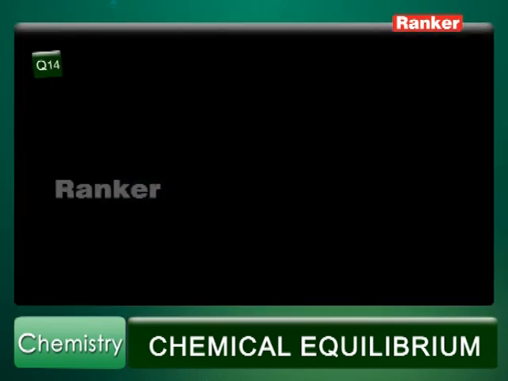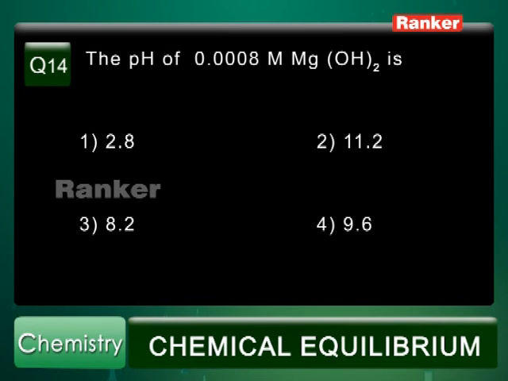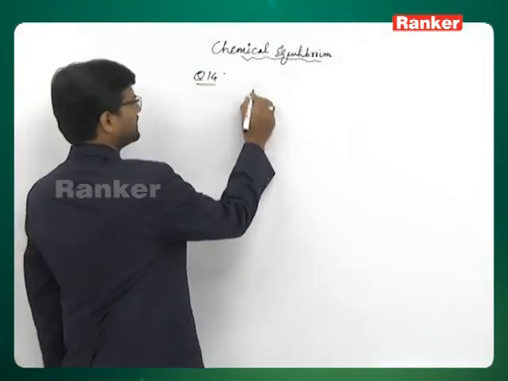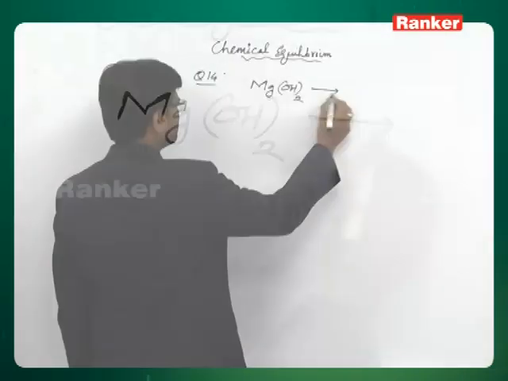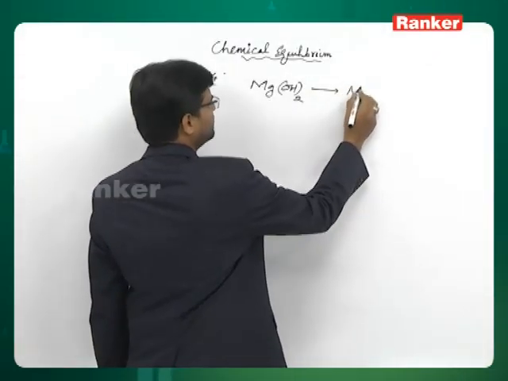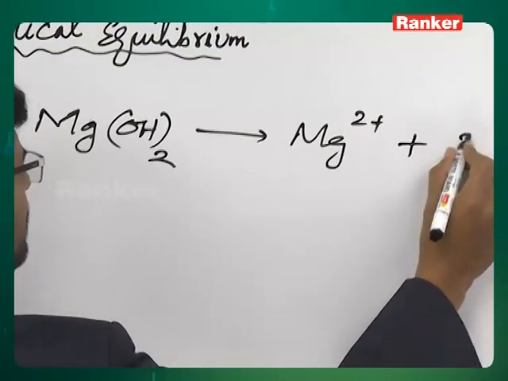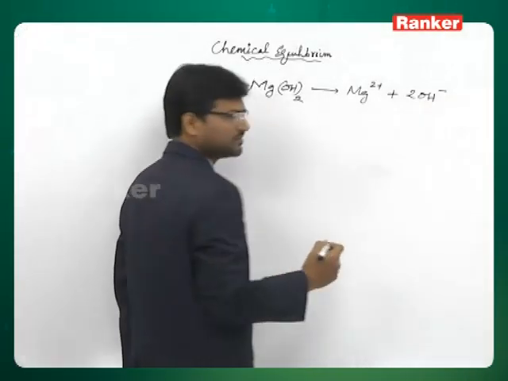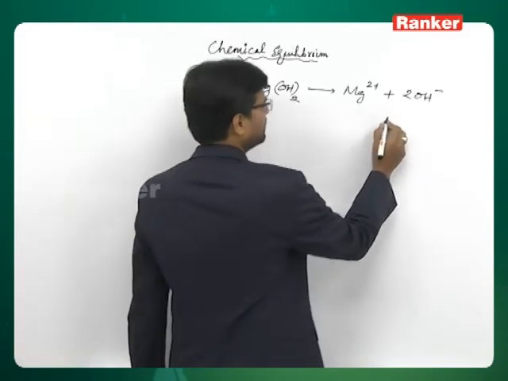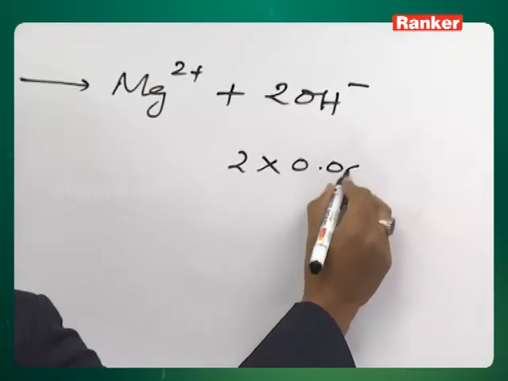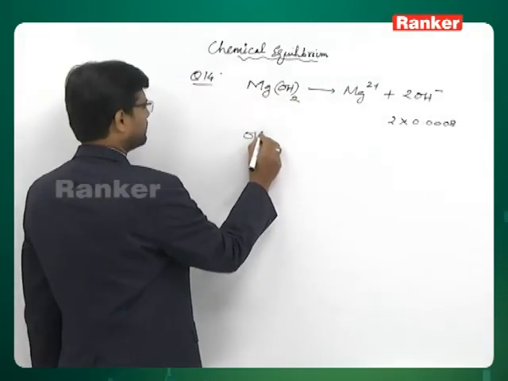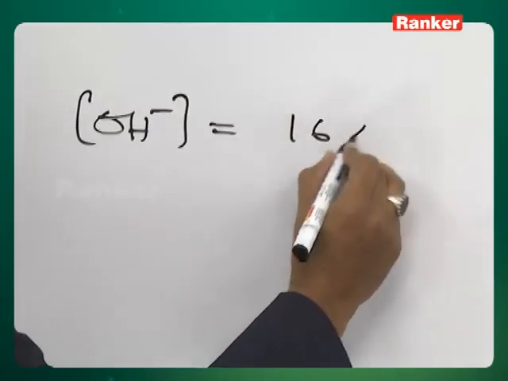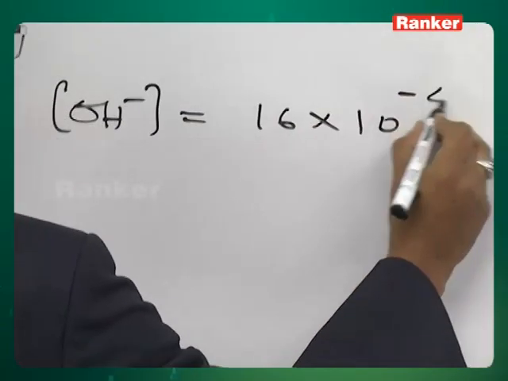Question number 14. The pH of 0.0008 molar magnesium hydroxide is. Let us consider magnesium hydroxide as a strong base, because the data given is insufficient. We need to take it as a strong base only. This gives Mg2+ plus 2 OH minus. So, the concentration of OH minus you can take as 2 into 0.0008. So, OH minus concentration is 16 into 10 raised to minus 4.